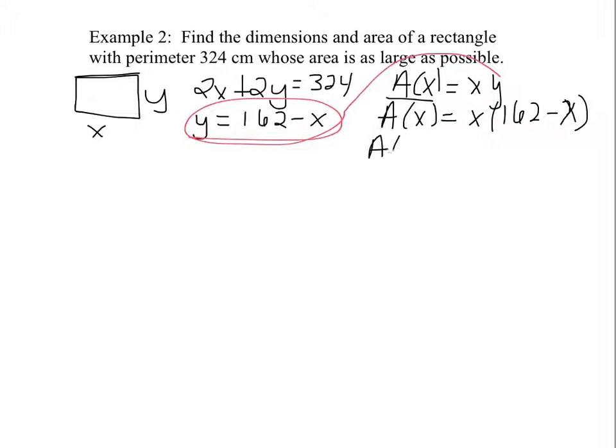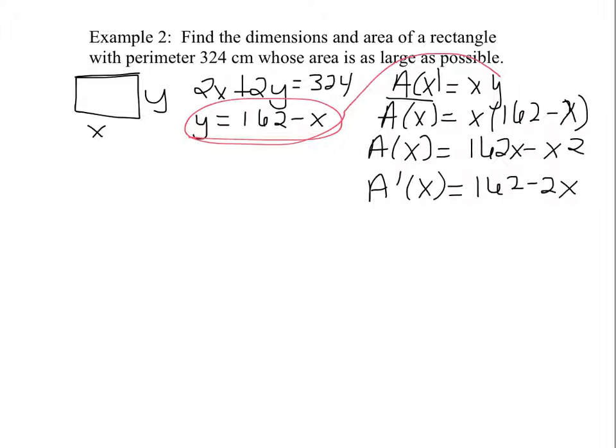And I'm going to simplify that because I know I want to take the derivative, and I'd rather not do the product rule. Since it's easy enough to do this one without, I'm going to distribute the x. And I'm going to find the derivative, because in order to use the first derivative test, I have to know where a prime stands over the interval. So a prime would be 162 minus 2x.